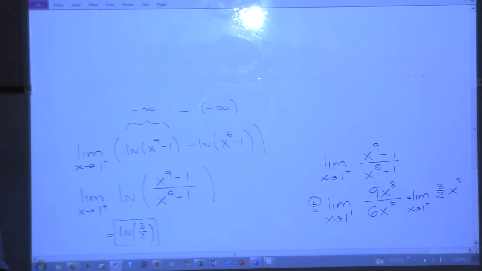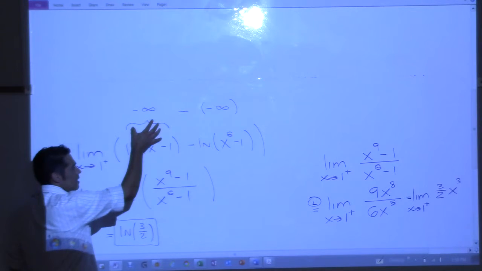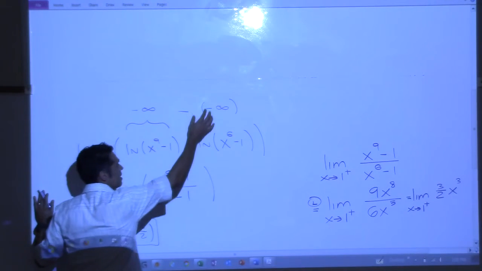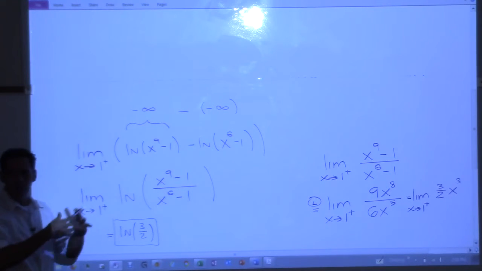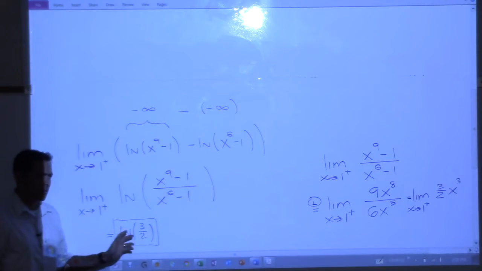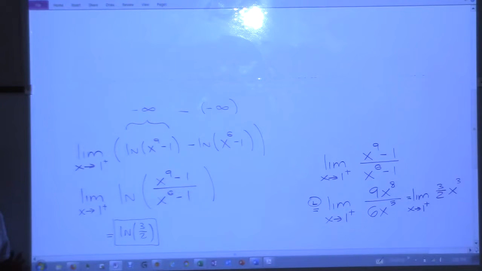So that's an example of a very strange result. We have something that is getting infinite but negative. We're subtracting something that's becoming infinite and negative. So we say who wins? Well, in this case, they compromise and they settle on natural log of 3/2. That's what they decide they're going to go to.